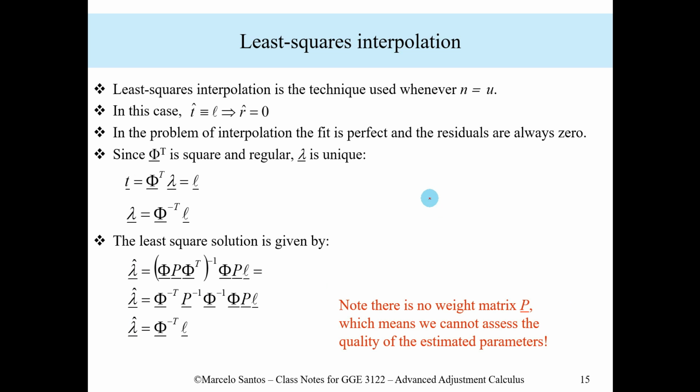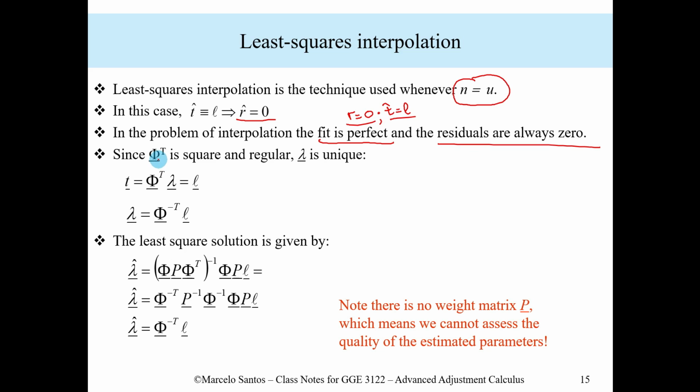Here we go. Least squares interpolation is a technique used whenever the number of observations equals the number of unknowns. In the case of least squares interpolation, residuals are equal to 0. In the interpolation problem, the fit is perfect because residuals equal 0 and t hat equals L. The fit is perfect, residuals are always 0.